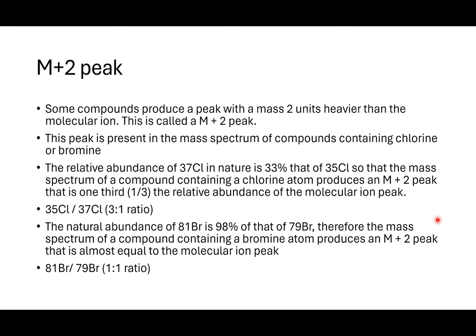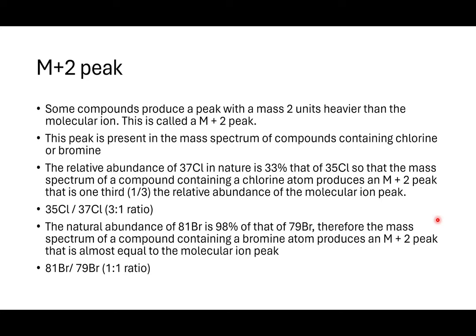Chlorine-37 is 2 units heavier than chlorine-35, therefore we're going to have an M+2 peak. That is 1/3 the relative abundance of the molecular ion peak. Why? Because the ratio of chlorine-35 to chlorine-37 is 3:1. Therefore, the M+2 peak's abundance is 1/3 that of the molecular ion peak.